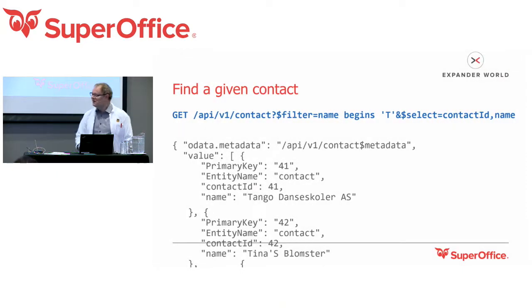And we can add some extra parameters to say, well, I don't want all the contacts, I want a particular one. And I want just a couple of fields. So I can say question mark, dollar filter equals, and then name begins with T in quotes, and select the contact ID and name. And then suddenly, I just get the ones which match those criteria.